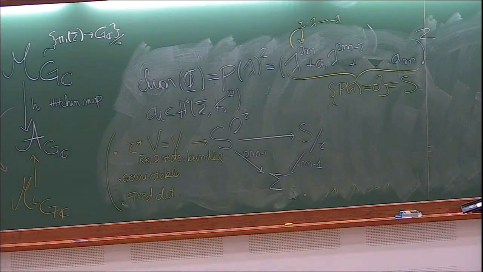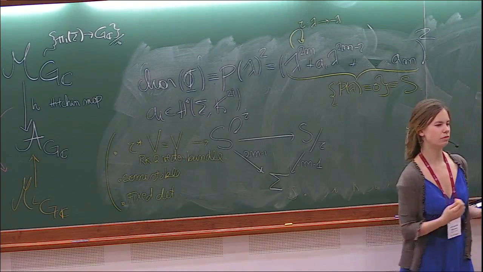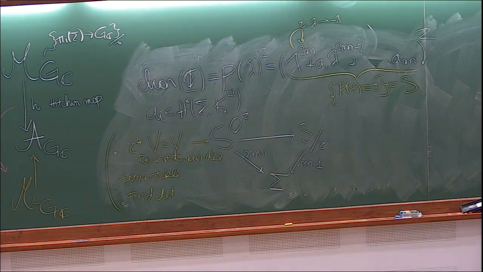So this is non-abelian. This is what we call the non-abelianization of the fibration, because you don't have Jacobian varieties anymore. You have these spaces of stable vector bundles on your curve.